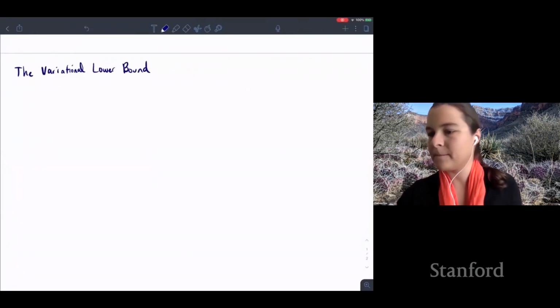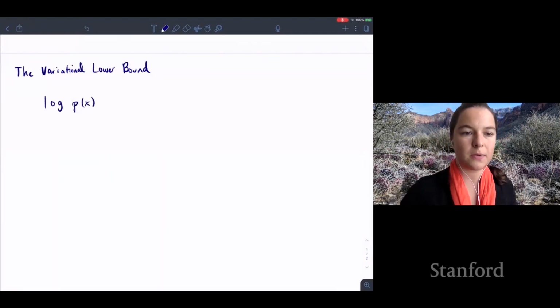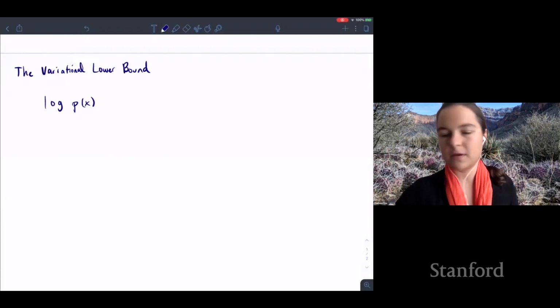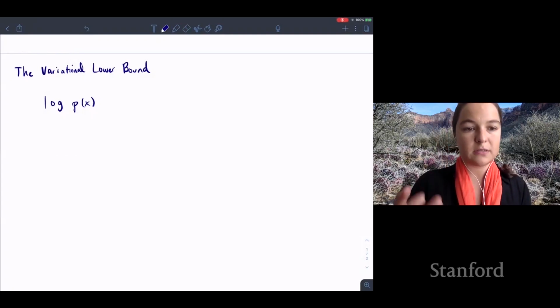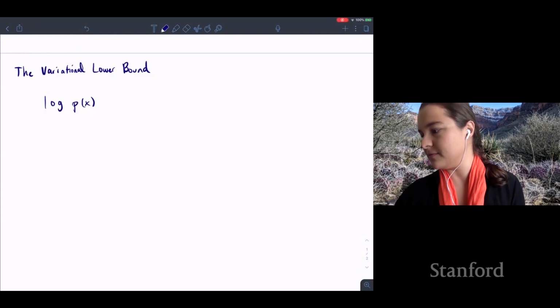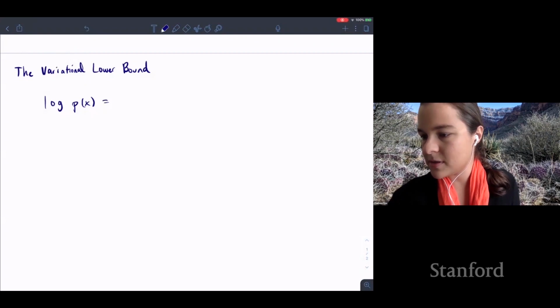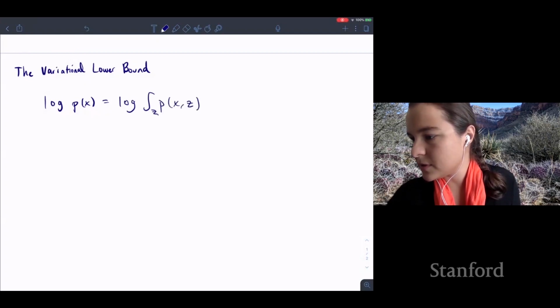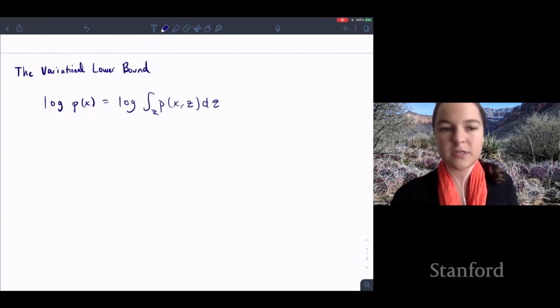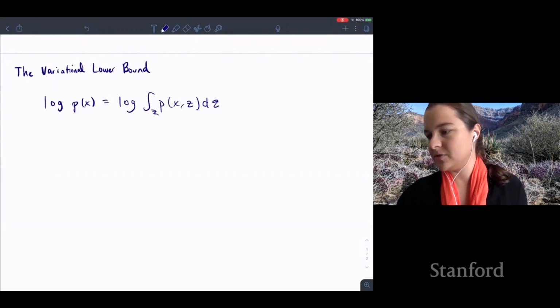Cool. So we want to do maximum likelihood training, and specifically we want to be able to maximize the log probability of our data. The probability of our data is going to be P of X. And we're going to model this distribution P of X by introducing a latent variable. And so we can view this quantity as the log of this integral, where we're basically introducing this latent variable Z and then integrating it out and then taking the log. So this is the introduction of the latent variable.